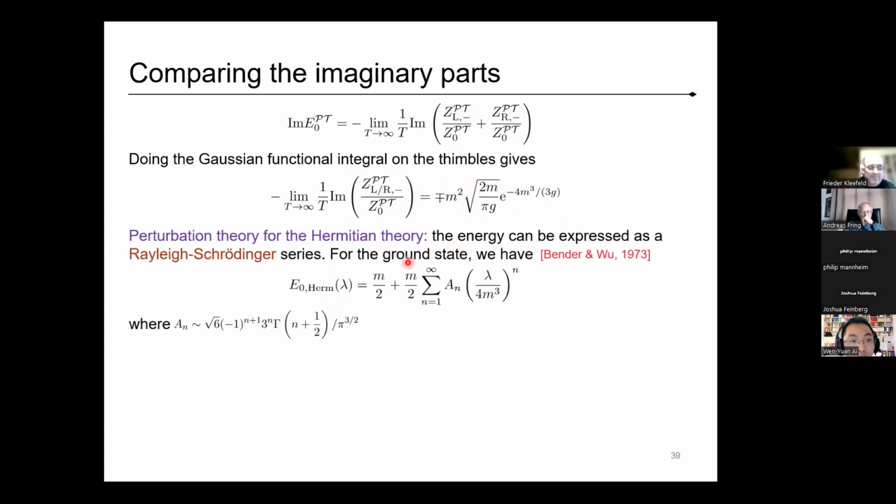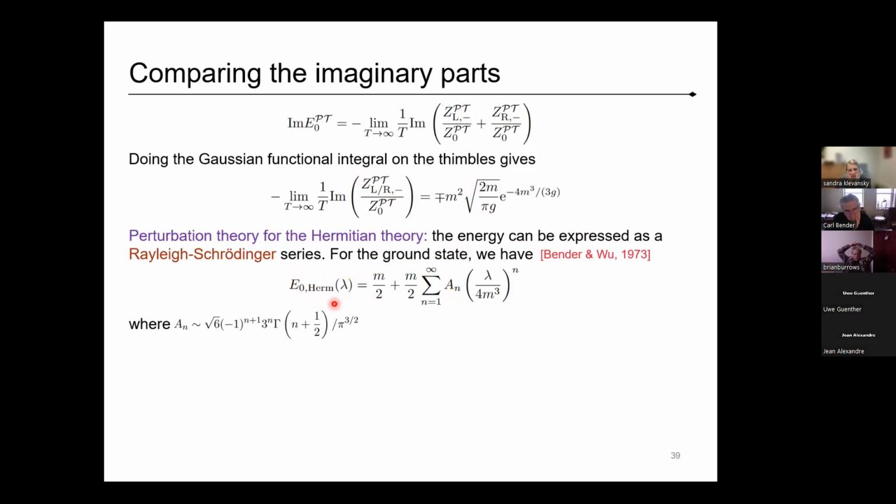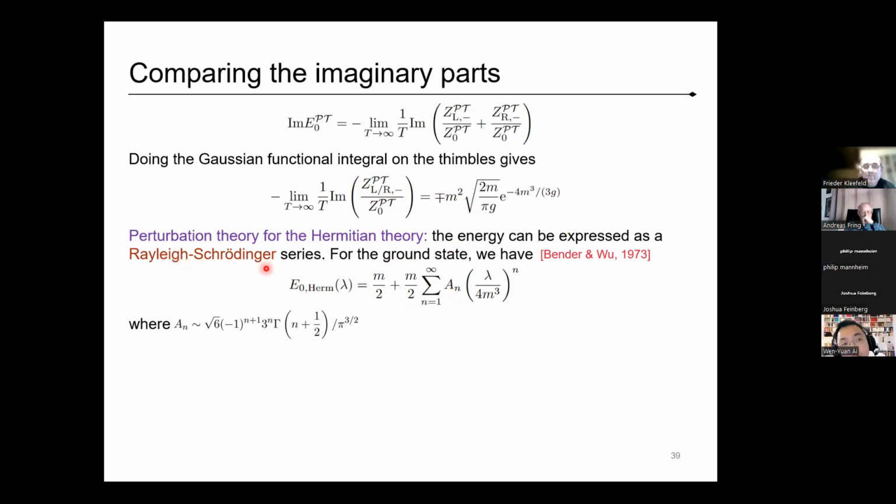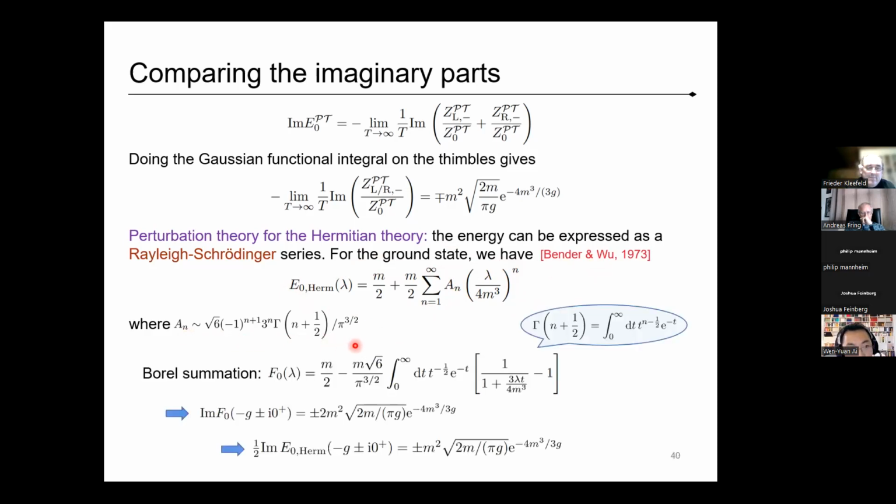On the other hand, we can also calculate the imaginary part of the ground state energy of the Hermitian theory using the Rayleigh-Schrödinger series. For the ground state, we have this series, and again, this is from the famous paper by Bender and Wu. And then the coefficients a_n have large order behavior. Now, if we calculate the ground state energy with a truncated n, meaning a finite n, then the result must be real because each term is real. So if you want to obtain some non-real result, we have to sum all of them.